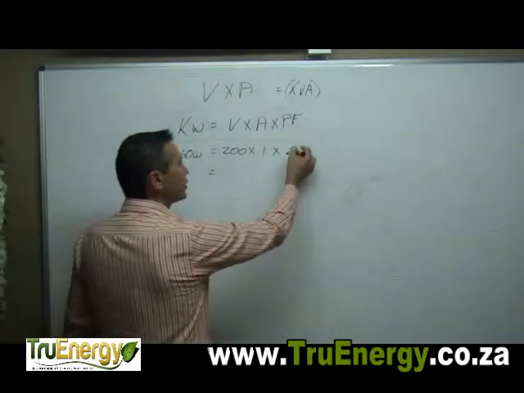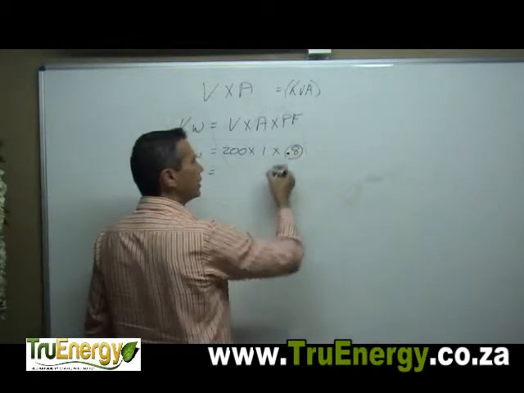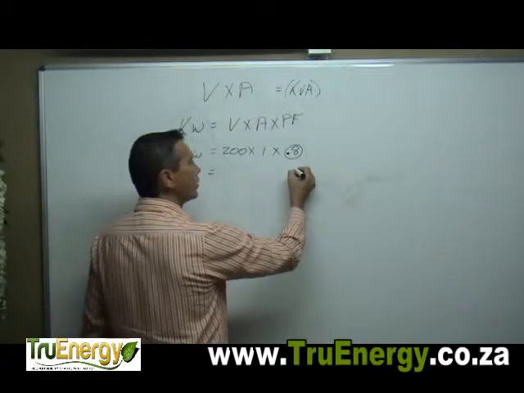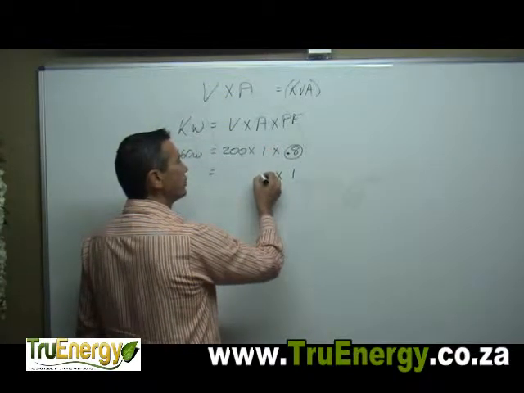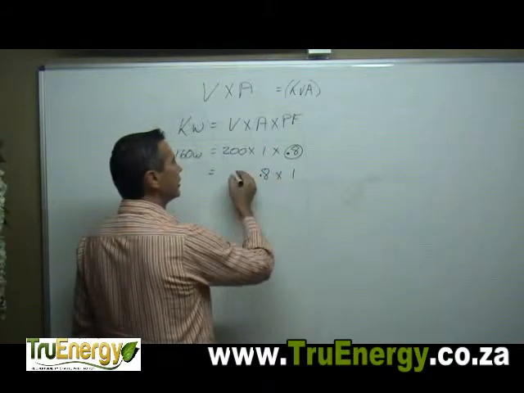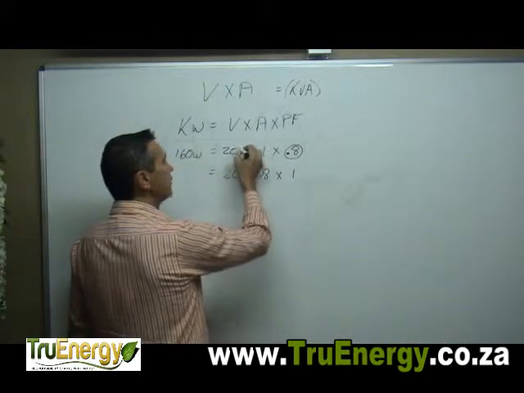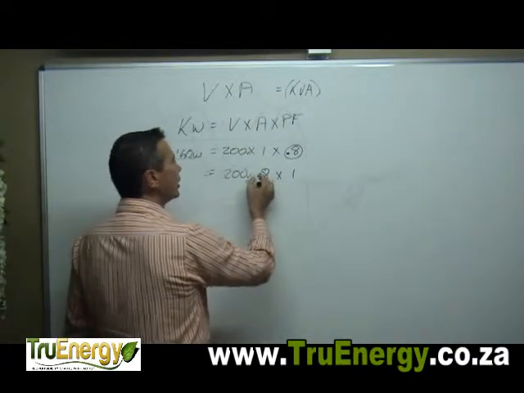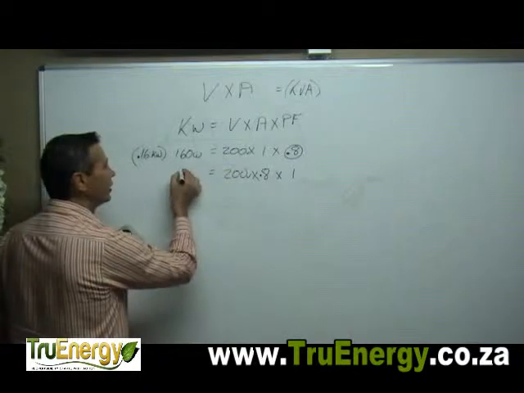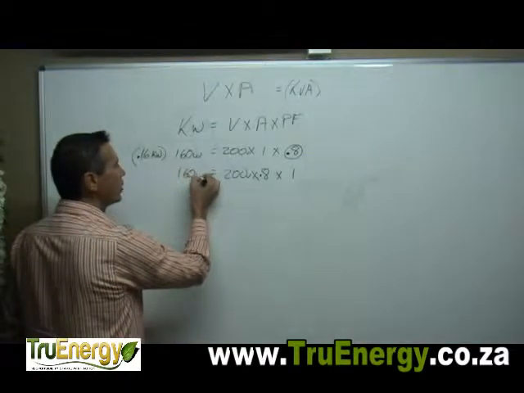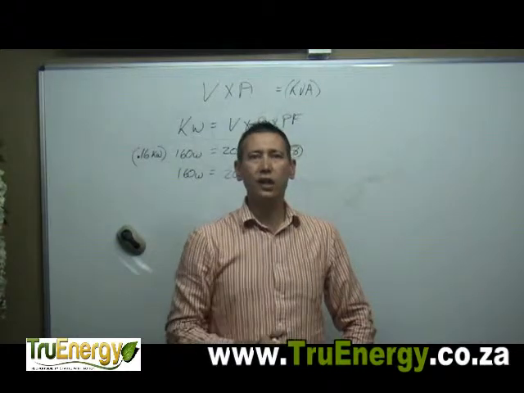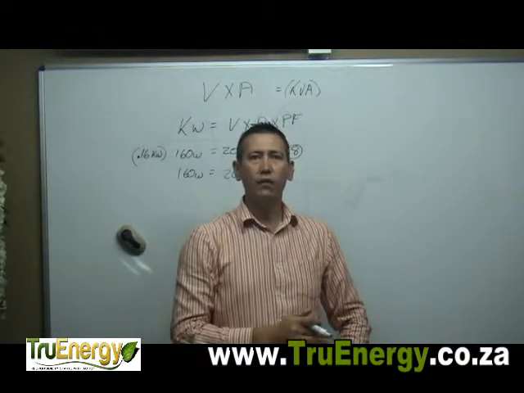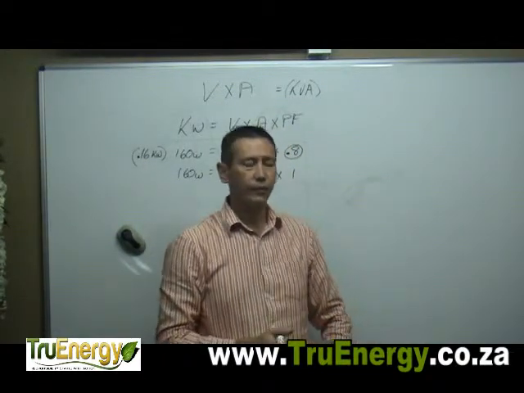If we're going to change that to a higher level, and let's say we make the power factor 1, the amp will also change. It will drop to 0.8. Keep your volt the same. So what would happen? You'll still have 160 watt. So the conclusion is you cannot save kilowatt if you're correcting your power factor.